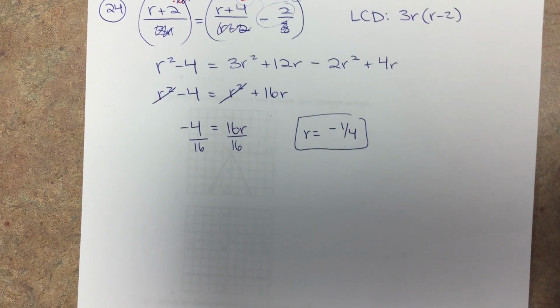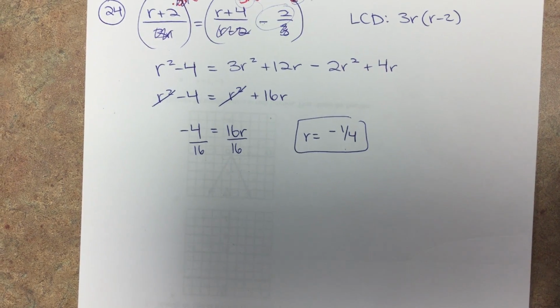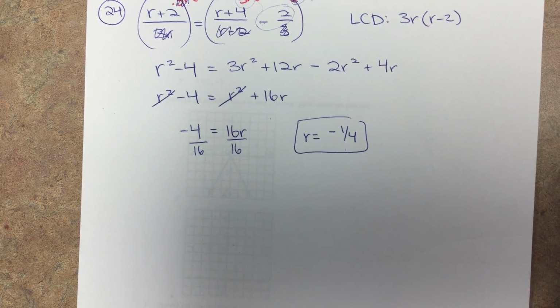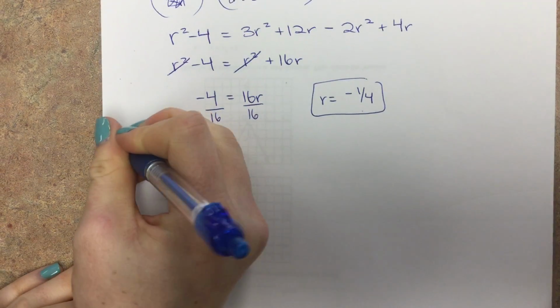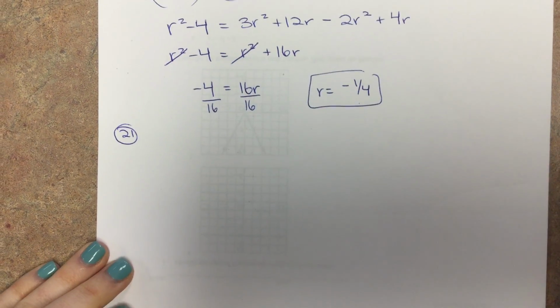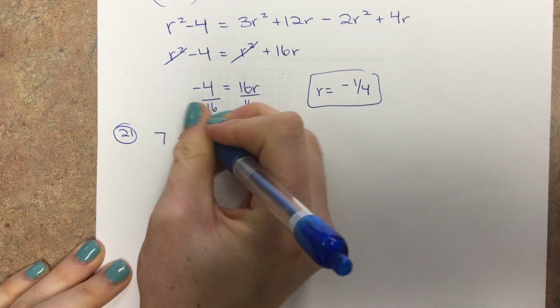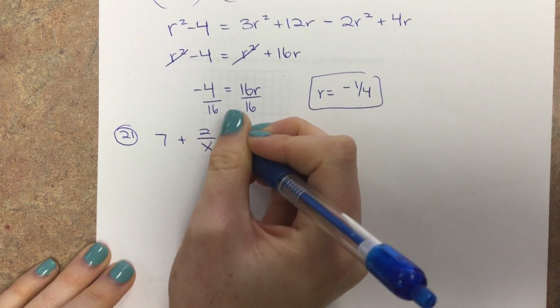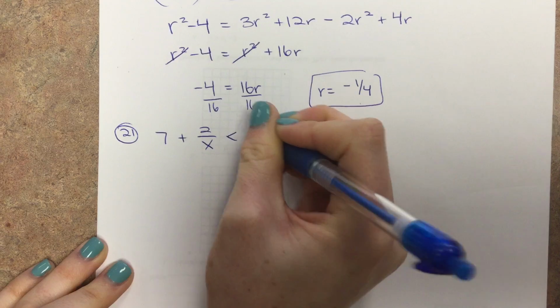Okay, anything else, 19 to 24? Do you guys want to do the inequality so we talk about the true and false check really quickly? Yeah. Okay, so 21 is our inequality. Let's make sure we do that one. So 7 plus 2 over x is less than negative 5 over x.